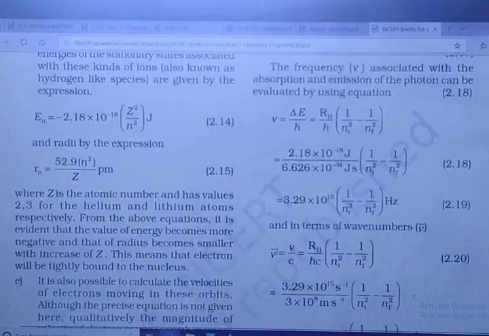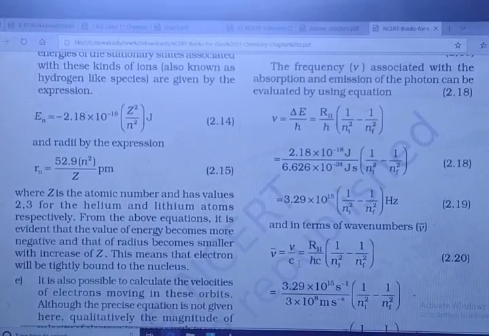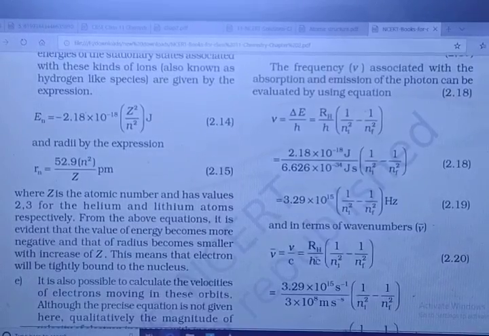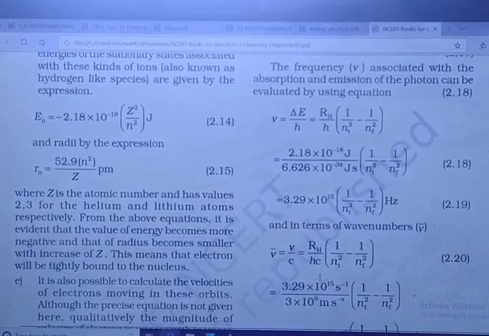Now the wave number. What is wave number? Wave number is equal to 1 upon lambda. And what is the value of lambda? Lambda is equal to c upon nu. So nu will go up and c will come down, so wave number is equal to nu by c. We have already calculated the value of nu. And what will be the value of c? It is 3 into 10 to the power 8.